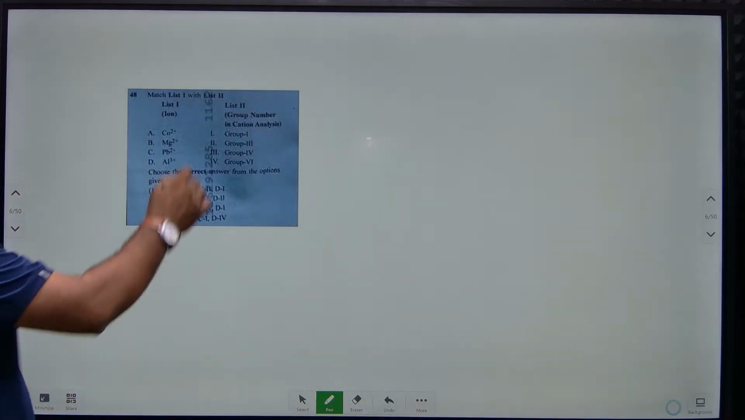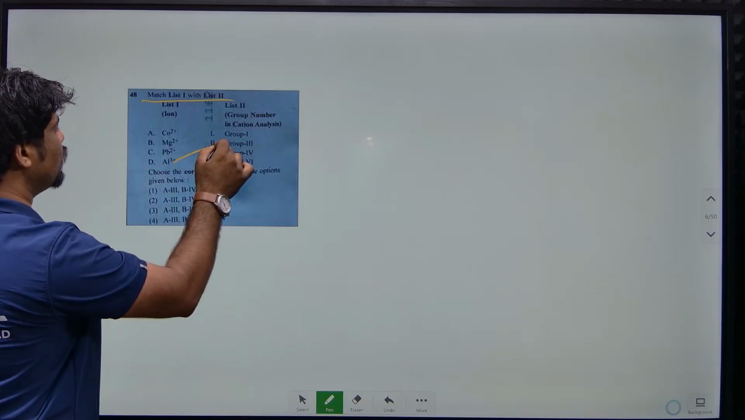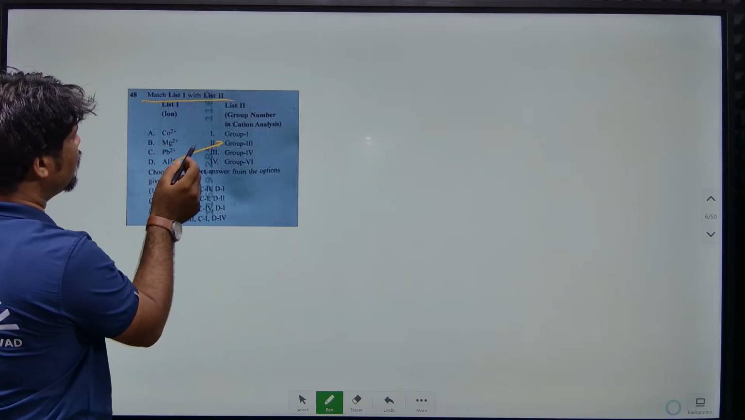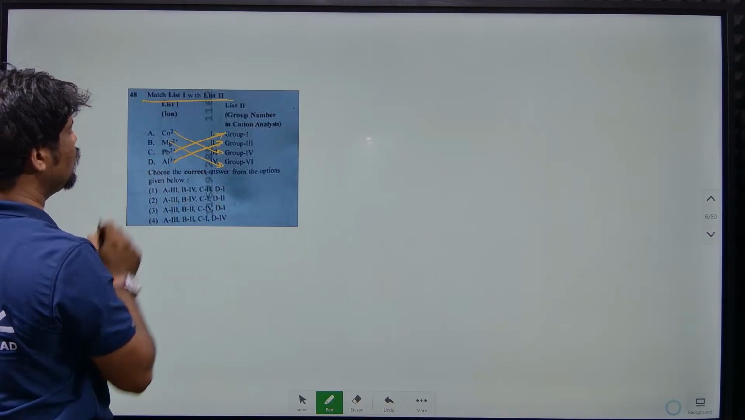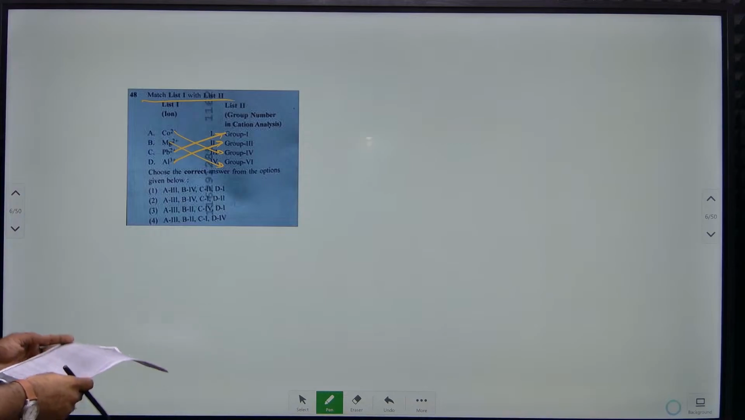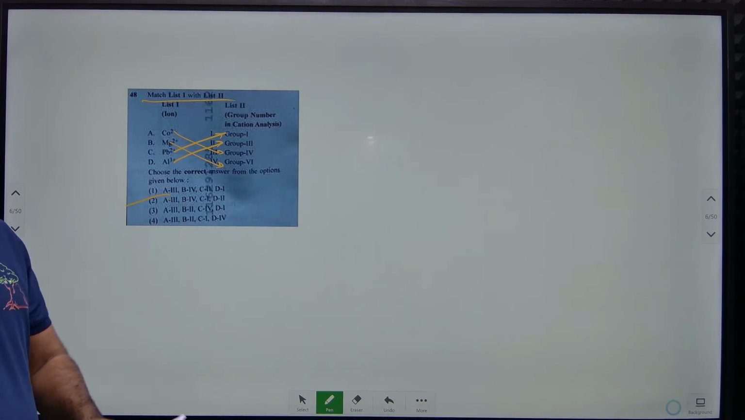Well, go to the next. Match column 1 with column 2. See here, aluminum belongs to the third group. Cobalt belongs to the fourth group. Lead belongs to the fourth group. Magnesium belongs to the fourth group. And the right answer for question number 48 is 2.